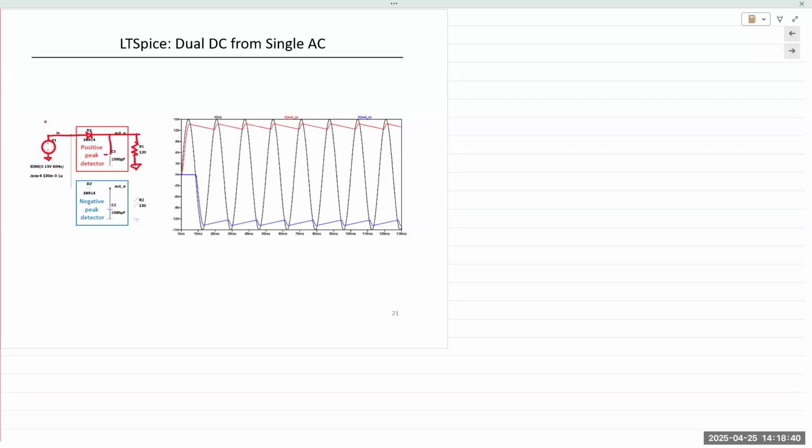And then you have a capacitor and a load resistor. And then you create the exact same circuit, but this time we flip the diode, meaning the anode and cathode terminals are flipped for the negative half cycle. But we are not connecting it to the ground line. We are connecting to the same positive terminal, which is right here.